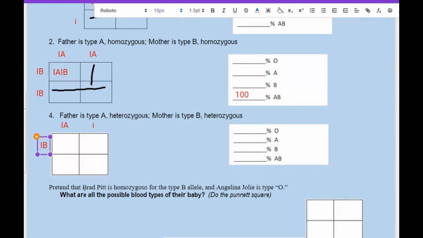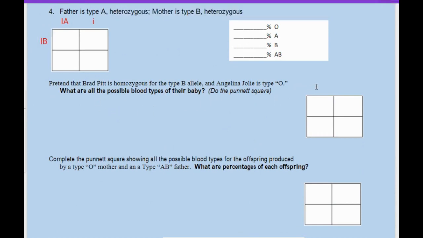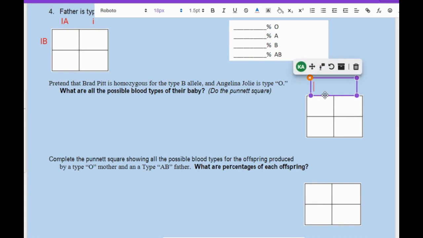All right, now next one. Pretend that Brad Pitt is homozygous for type B and Angelina Jolie. They're married. I don't know if they're still married, but they used to be married. What are all the possible blood types of their babies? All right, so we'll put Brad Pitt on the top. He's homozygous type B, big I B, and he's homozygous, so he's going to have another B allele, big I B.